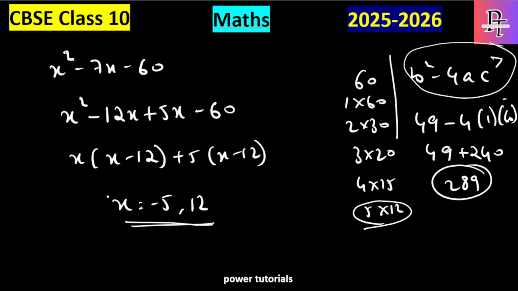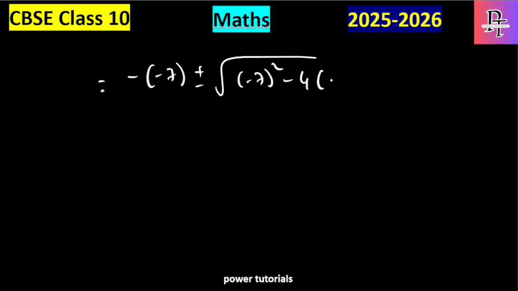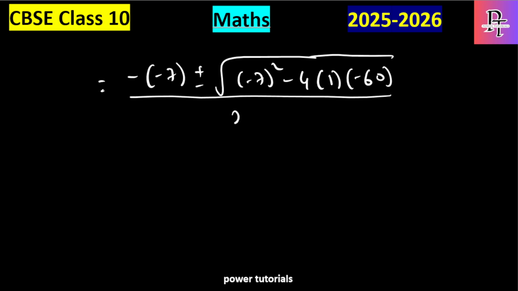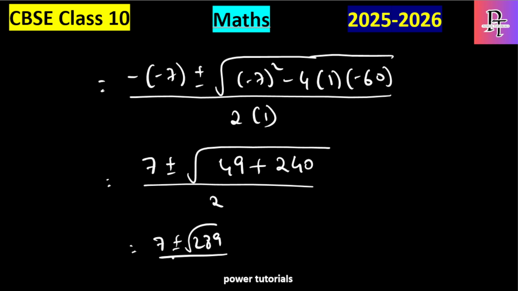Now for the same equation, I will use the quadratic equation formula and get the values. Minus b, which is minus of minus 7, plus or minus root of b square, which is minus 7 whole square, minus 4ac, which is 4 into 1 into minus 60, by 2. The a value is 1 because the x square coefficient is 1. So it is 7 plus or minus root of 49 plus 4 into 60, which is 240, by 2, which is 7 plus or minus root of 289 by 2.